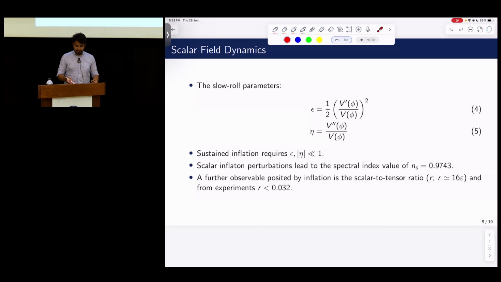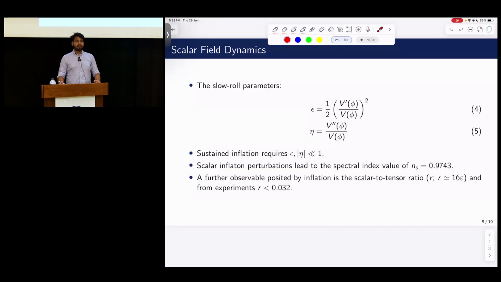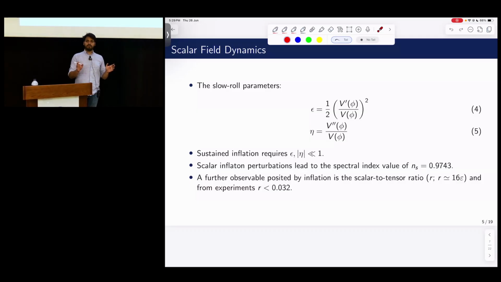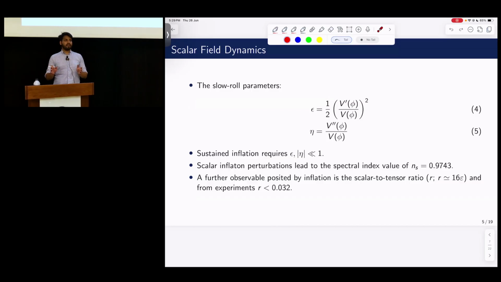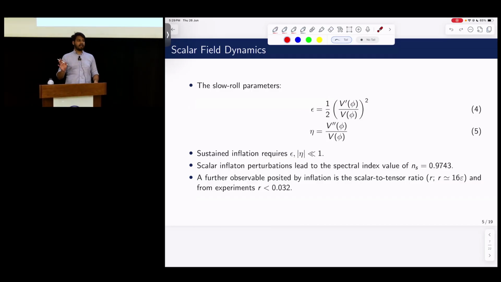And a further observable posited by inflation is the scalar to tensor ratio, okay? And from experiments, we needed to have our r, which is the scalar to tensor ratio, to be less than 0.032, okay? So as we can see, inflation really provides us with a lot of values. And these values are going to come in handy if we're going to try to get a good model going, because you can make many kinds of potentials that fit the bill, but they also have to fit these kinds of predictions. So inflationary cosmology is quite a uniquely different kind of physics endeavor of sorts.